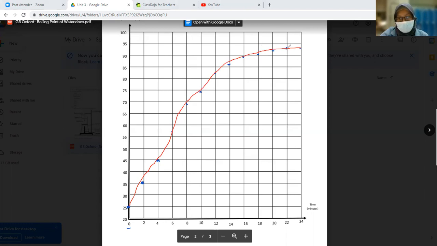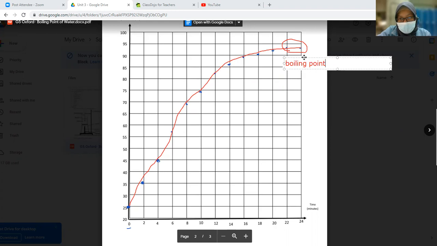Okay, so if you pay attention to this part, based on the data, this is the boiling point of water, 93 degrees Celsius, because the temperature stays the same for a couple of minutes. It will stay the same, even if we add time until 30 minutes, until 40 minutes. The temperature will stay the same until all the water becomes water vapor. So this is the boiling point.